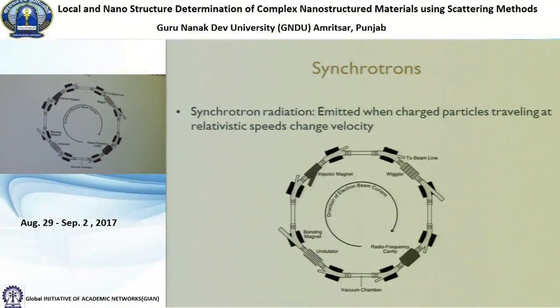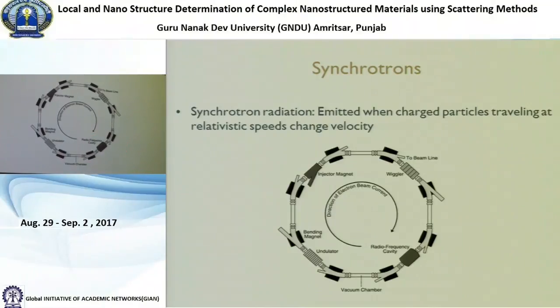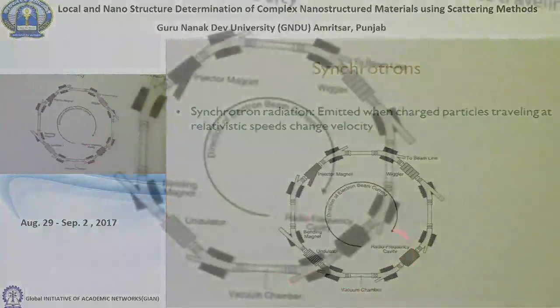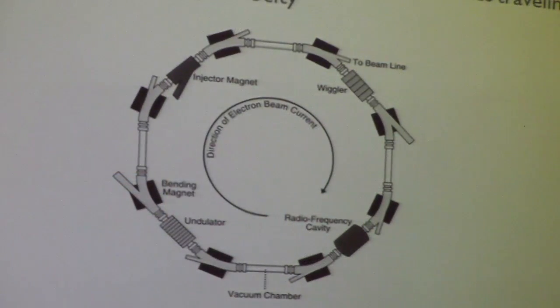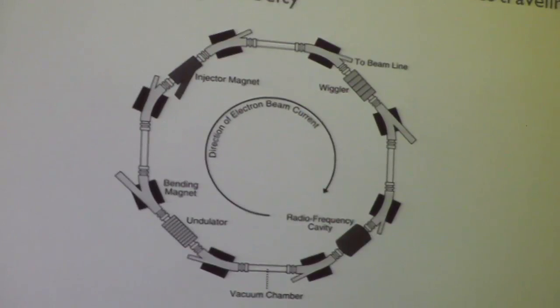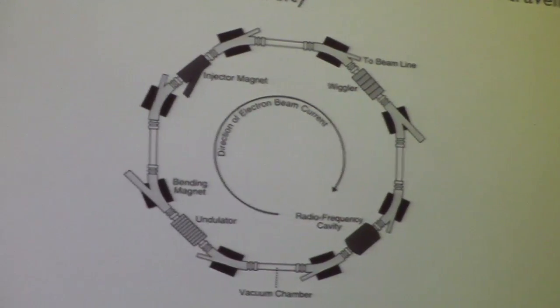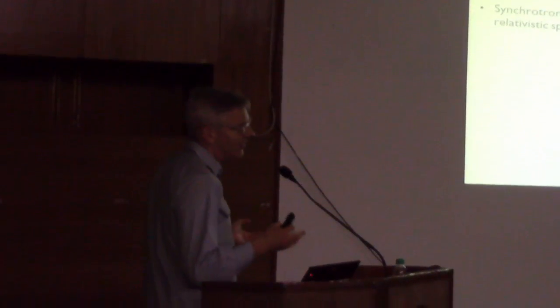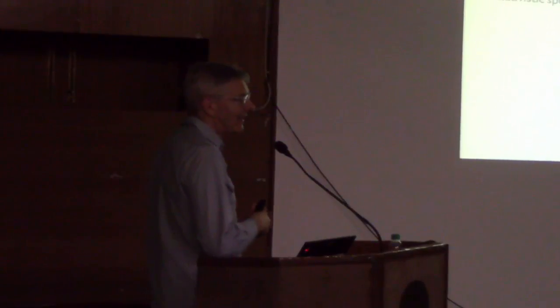RF cavity, radio frequency cavity, and this is how we actually accelerate the electron beam. So you take electrical pulses and you put them into these cavities. They create an electromagnetic field, which is kind of like a wave, and it's synchronized with the electrons coming through. So it's kind of like the electrons surf on these waves, and they get accelerated.